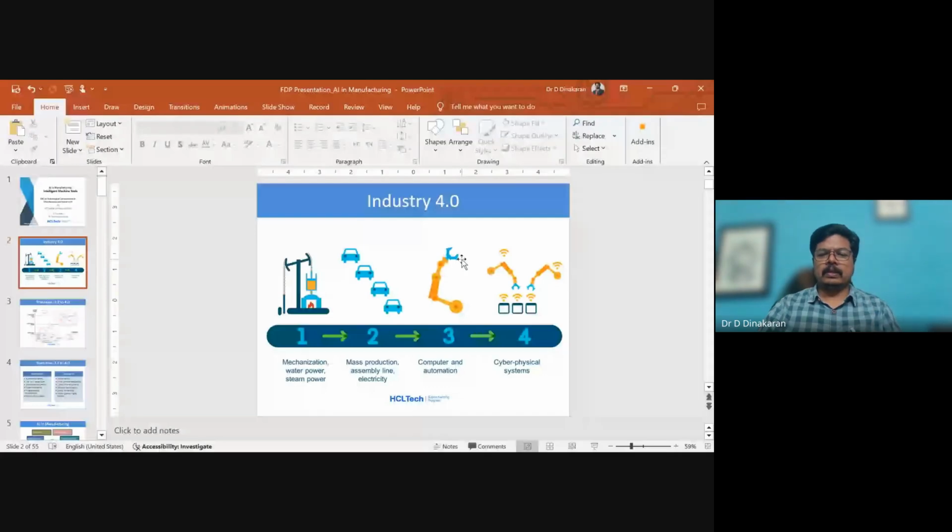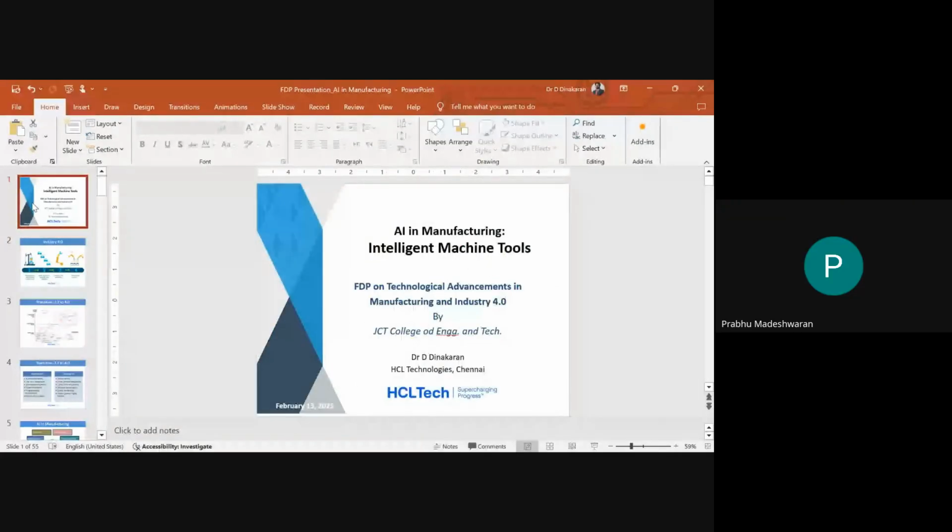Prabhu, is it visible? No, sir, it's not visible. Actually, I shared it. Cannot share your screen, okay. Visible? Yeah, visible, sir. Thank you.